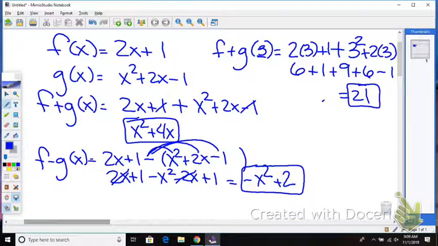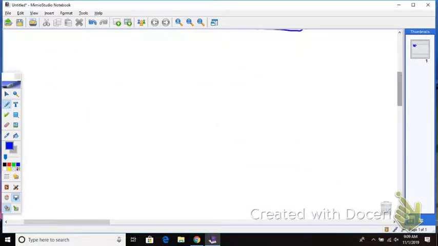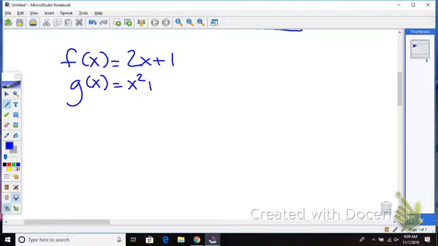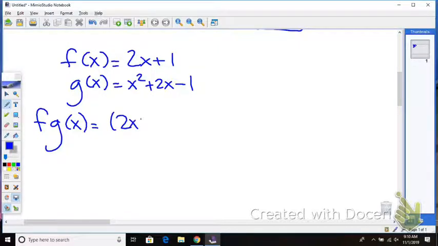Okay, last thing, and we're going to use the same functions f and g. This time we're going to multiply f and g. So what was our f function? 2x plus 1. And g was x squared plus 2x minus 1. Okay, so now you'll see something like this, f times g of x. So I'm going to have f, which is 2x plus 1, times g, which is x squared plus 2x minus 1.